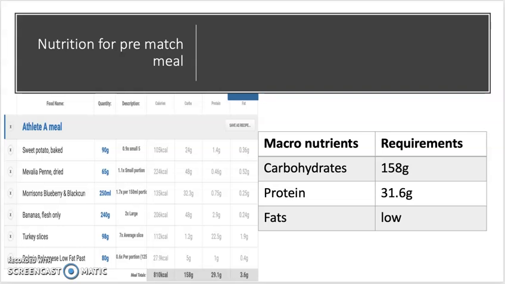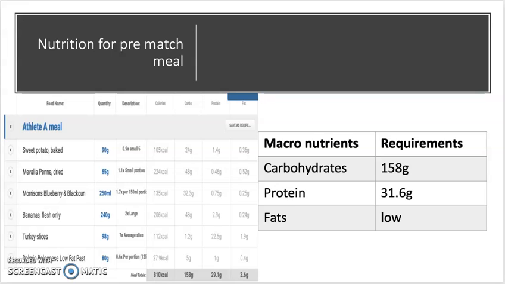So nutrition for a pre-match meal, which I've focused on. So Hargreaves et al. 2004 states a high carbohydrate diet in the days before exercise, as well as ingestion of carbohydrate meals 3 hours before exercise. So my athlete will eat at 12, ready for a 3 o'clock kickoff time.